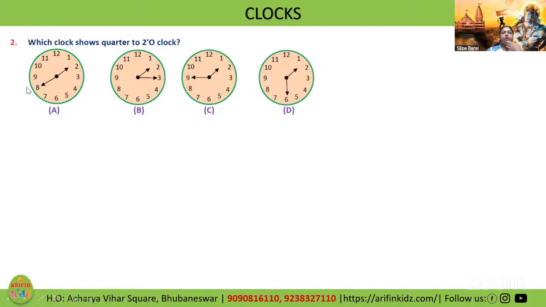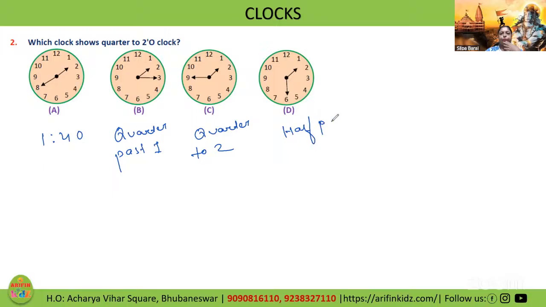All of you see, which clock shows quarter to 2 o'clock? This is showing 1:40. This is showing quarter past 1. This is showing quarter to 2. This one is showing 1:30. Answer is option number C. Very good.